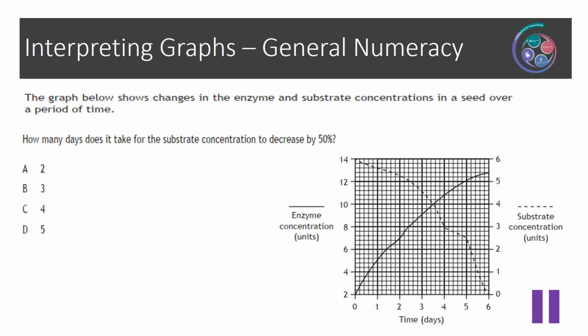The trends are clearly labelled on the left and right-hand sides of this diagram. Enzyme concentration is the solid black line, and substrate concentration is the dotted line. We have time and days along the x-axis. We have enzyme concentration in units on the left-hand side, and substrate concentration in units on the right-hand side. Please pause the video here to try this question. Give yourself 2 to 3 minutes. When you have an answer, press play on the video and we will correct it to see how you got on.